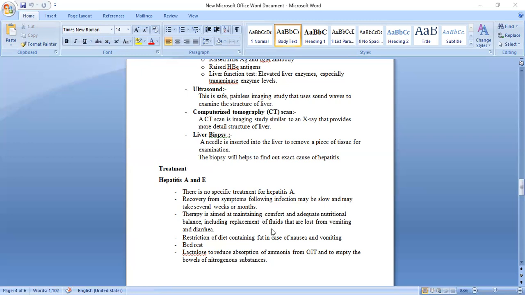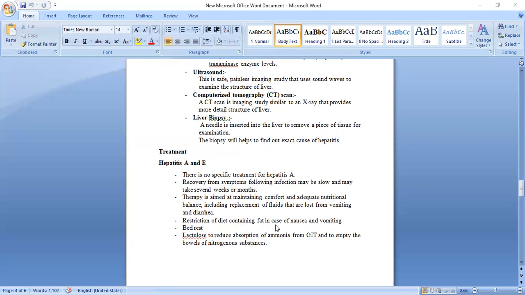So filtered water we have to take. Other fluids, that is electrolyte or glucose or some other fluids, juices, we have to take to replace the fluid which is lost from the vomiting and diarrhea.